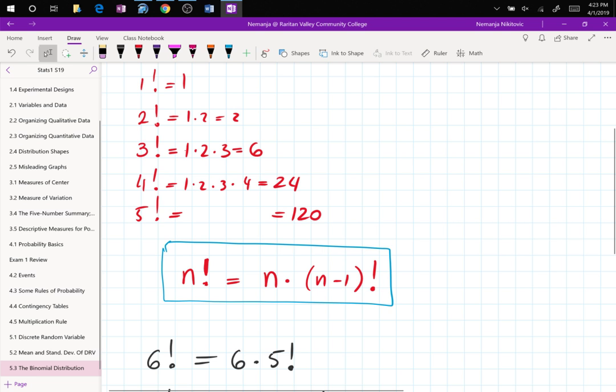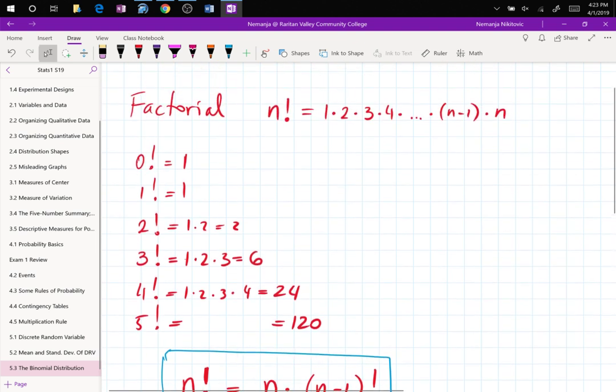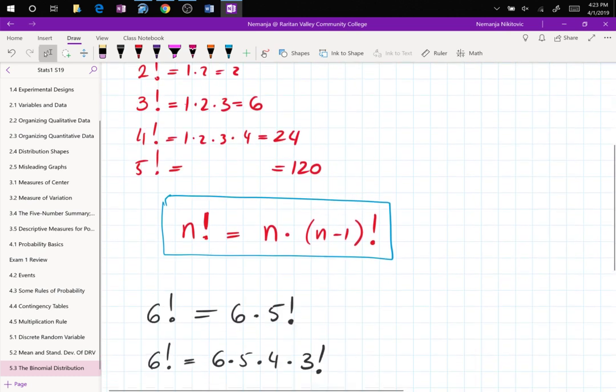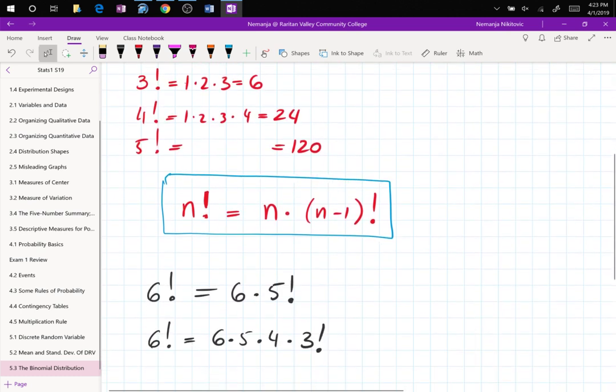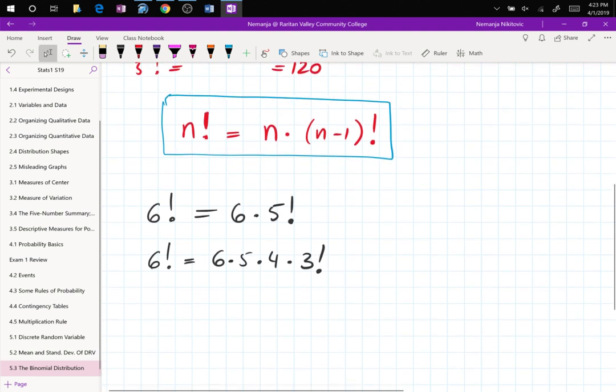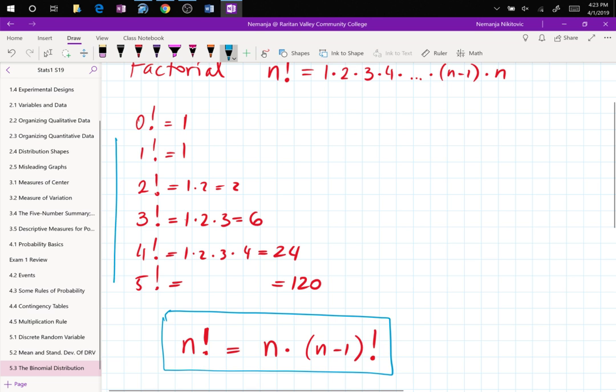Yes? How does 0 factorial equal 1? It's by definition. There are some mathematical proofs out there, but we just say it's by definition. As you can see, none of these products here have 0 in it.